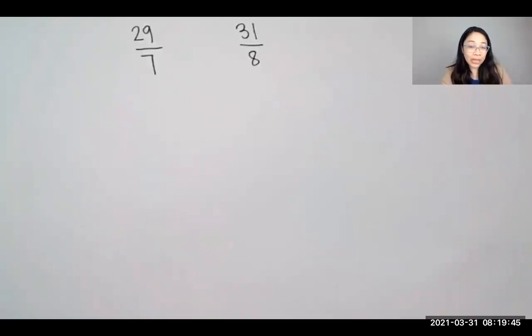We'll start with the fraction 29/7. Think, how many groups of 7/7 are in 29/7? If you need to, count. 7/7, 14/7, 21/7, 28/7. There are 4 groups of 7/7 in 29/7.